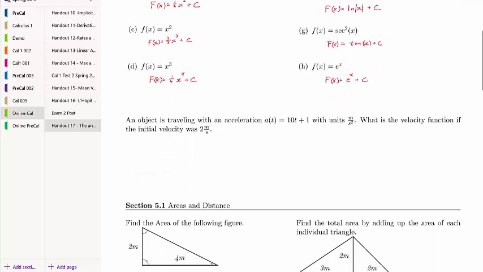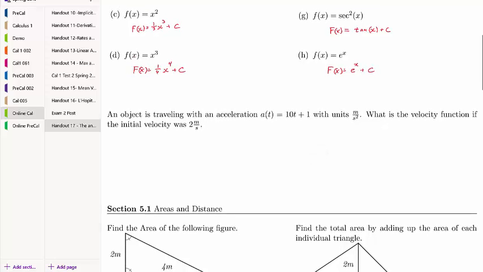Alright, so let's go on to here. An object is traveling with an acceleration function, given here, 10t plus 1, and these are in units of meters per second per second. What is the velocity function if the initial velocity was 2 meters per second?